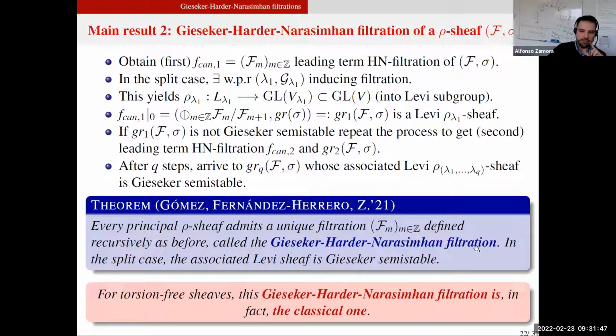This Gieseker-Harder-Narasimhan filtration does not have to share wonderful properties in comparison with the classical Harder-Narasimhan filtration, but in the split case, we get this really important property that the associated Levi sheaf is Gieseker semi-stable, which is something desirable in this theory. Of course, for torsion-free sheaves, this Gieseker-Harder-Narasimhan filtration coincides with the classical one, as one could expect, right?